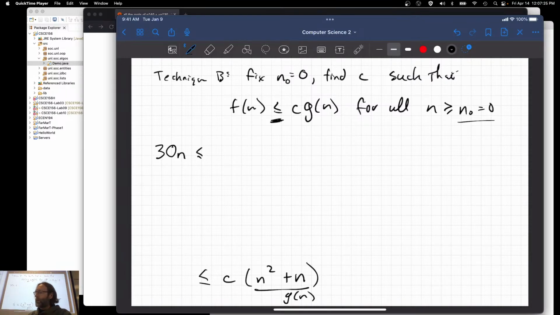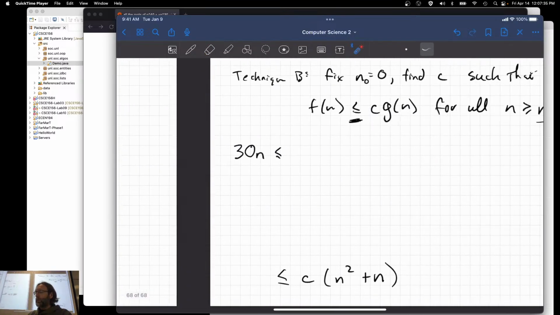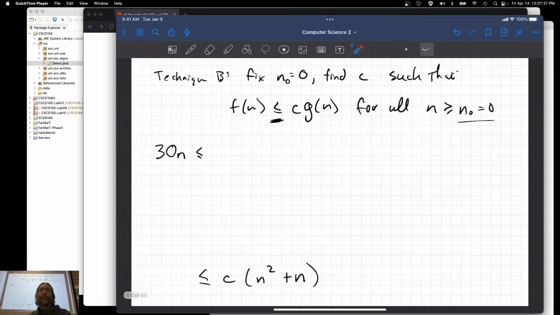Right? How do we make it look like that? By making it bigger. Again, it's an inequality. It doesn't have to be exact. If it's exact, then you're on proof technique A. Right? So, how do I make it look like this? By making it bigger.